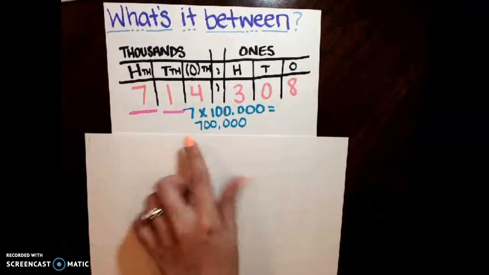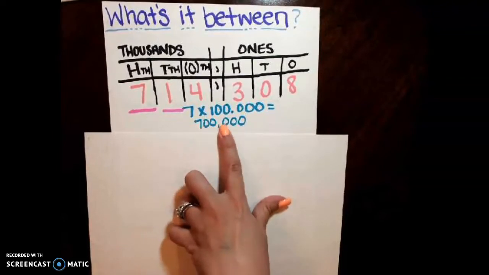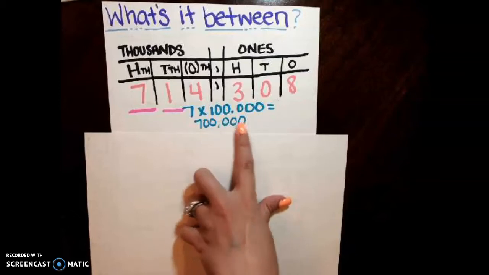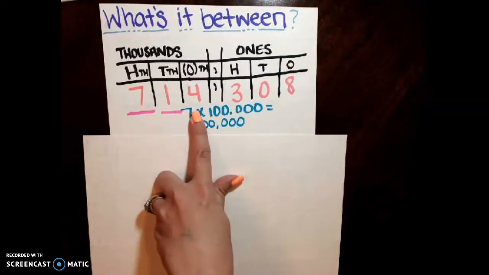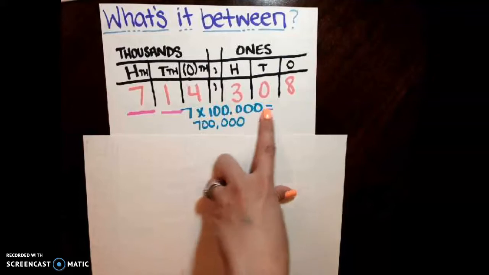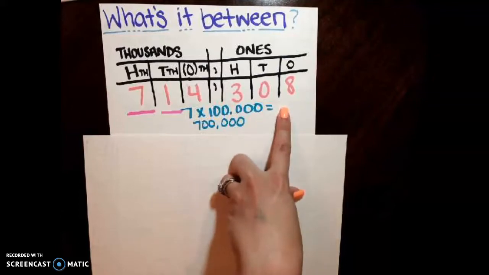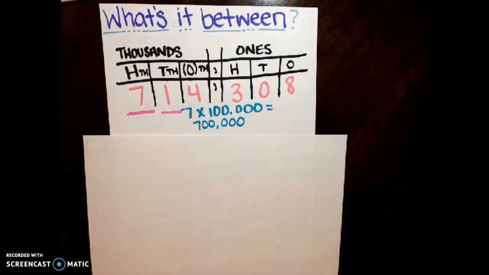So if I were to write this number in expanded notation, it would be 7 times 100,000 for my 100,000 space. And to read this number, I now know it has 100,000, so this is read 714,308, okay? So that is my whole number.